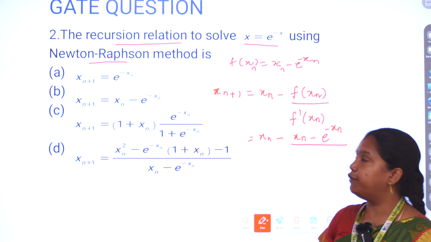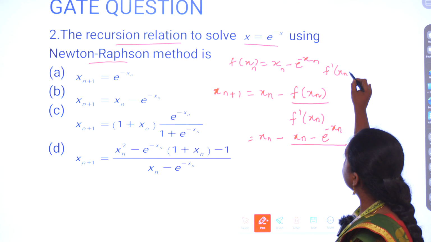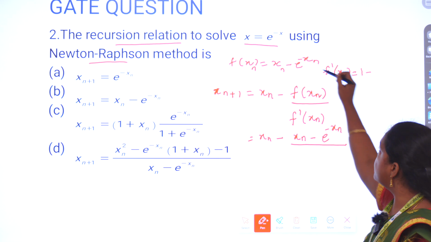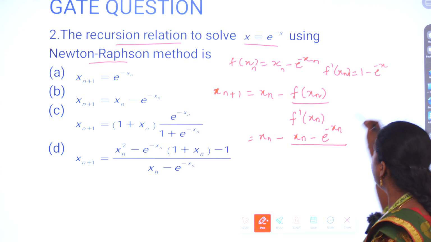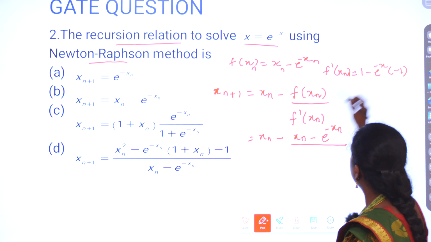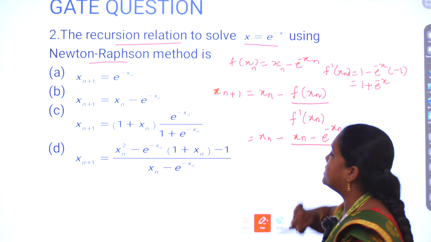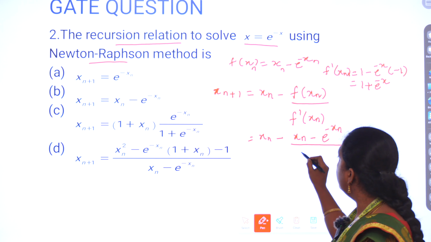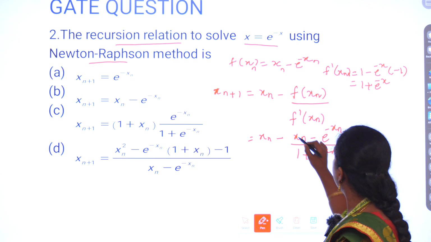So the derivative, f dash of xn equal to, differentiating x with respect to x, it will be 1, minus the derivative of the exponential, which is e power minus x into minus 1. So this is nothing but 1 plus e power minus x. So we know f dash of xn. Substitute that value: 1 plus e power minus xn.